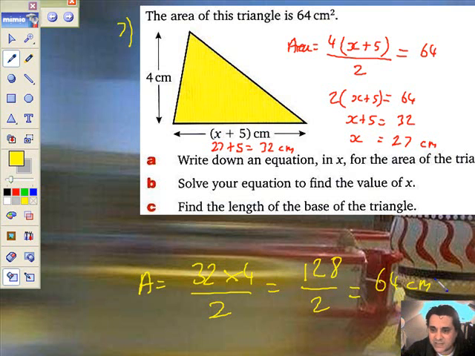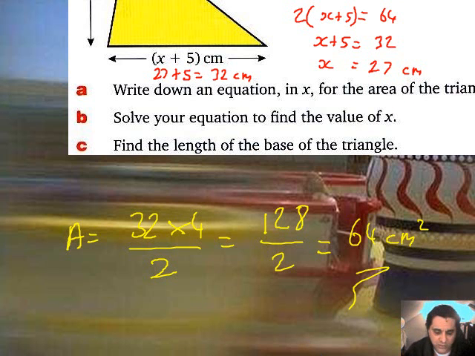So this is me self-checking, and that works really well. And that's the end of that question as well. And that concludes our business with section 6.3.